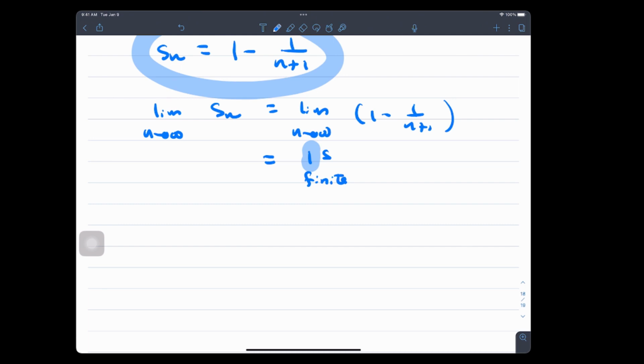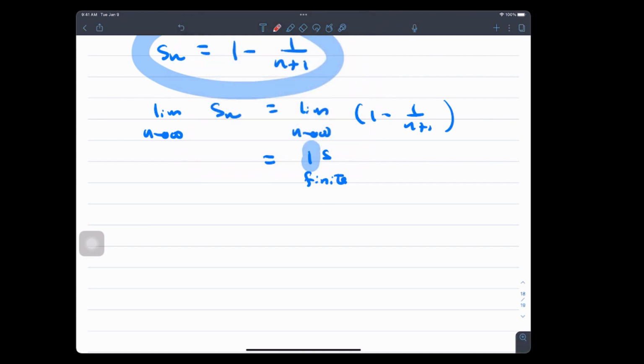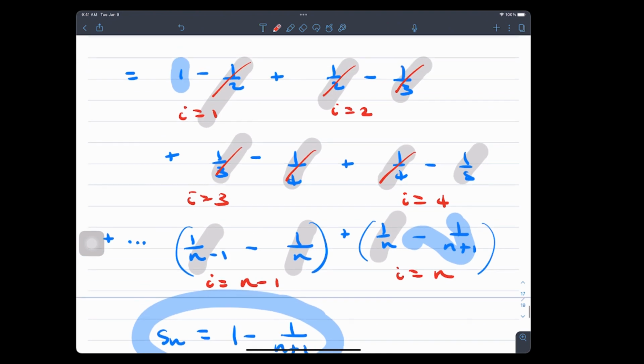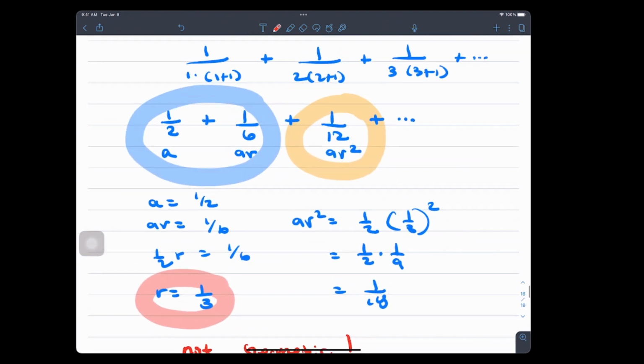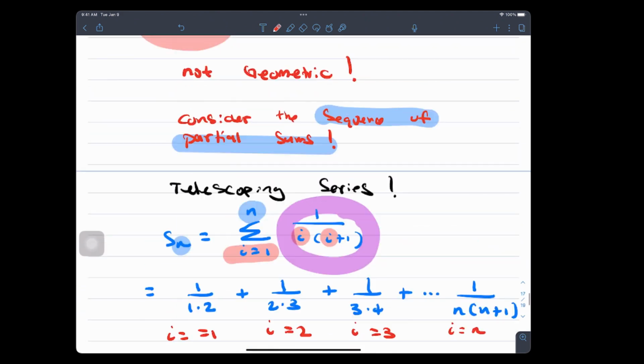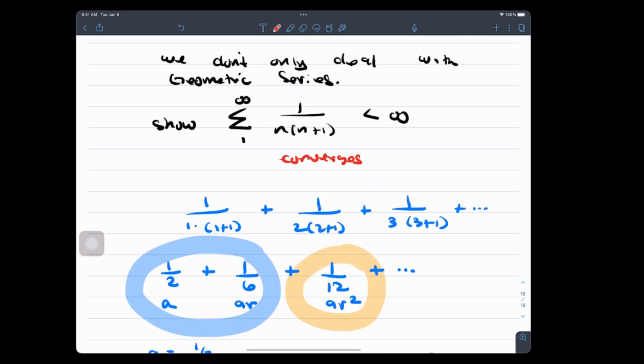You say, what did you just show? We showed that the sequence of partial sums converges. Therefore, the series what? Converges. Where is it? Yeah, there we go. We just showed that the series converges. Right in here.